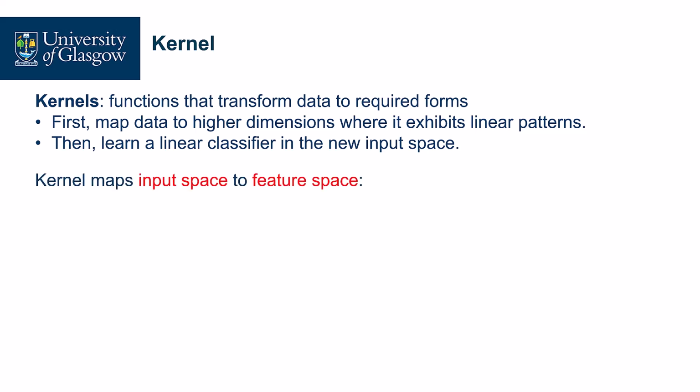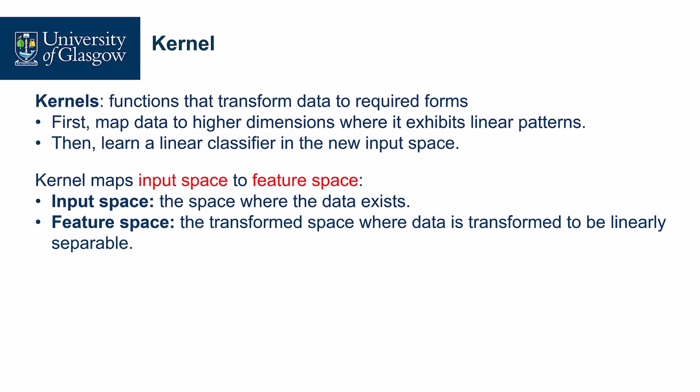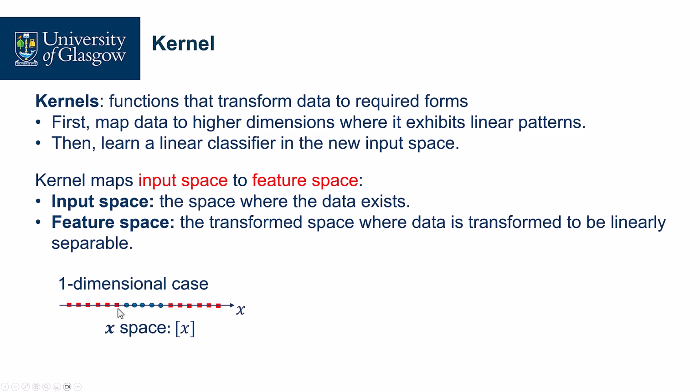So kernels map the input space to the feature space. The feature space is a new input space. The input space is where the data originally exists, and the feature space, as I have said, is a transformed space. Often this has higher dimensionality, and in this space, the data is linearly separable, right? Now I give you one example. Considering the one-dimensional case, we want to classify the red points and the blue points. Clearly by a linear classifier, this cannot be done, right?